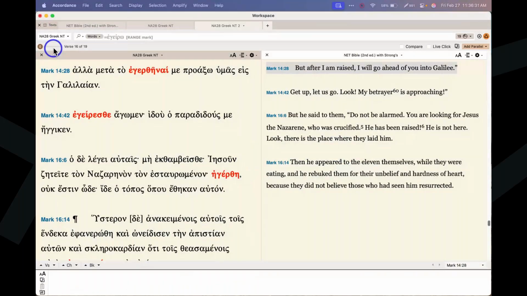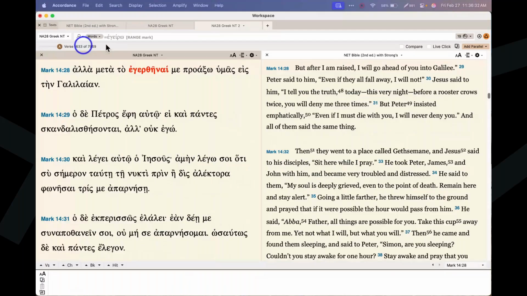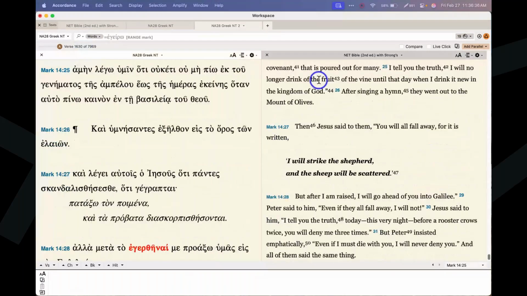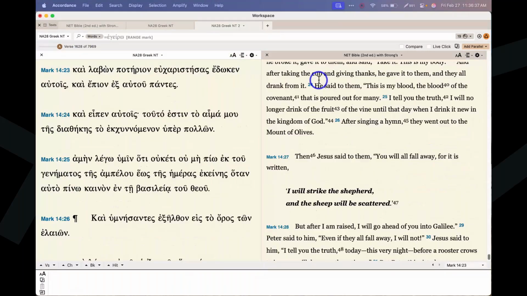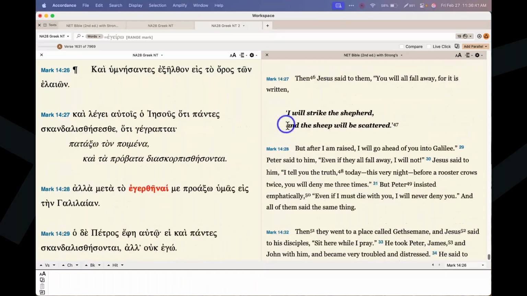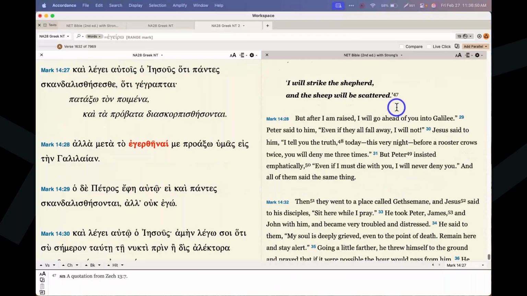It would be interesting to read the whole thing here and see what else is going on. In fact, this is at the Last Supper, and Jesus is talking about how you will all fall away. So it's not just that he's going ahead of them. And where are they? And you've got Peter here. In fact, Peter said, even if they fall away, I will not. Maybe that's why Peter gets mentioned here, because he was mentioned separately there.